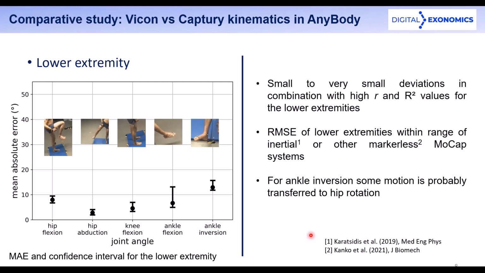For the lower extremity, we again get quite good results for hip flexion, hip abduction, and knee flexion. Here we see very small errors and also very high correlations. We can also see that the root mean square error is within the range we see in the literature from other markerless motion capture systems and inertial motion capture systems.